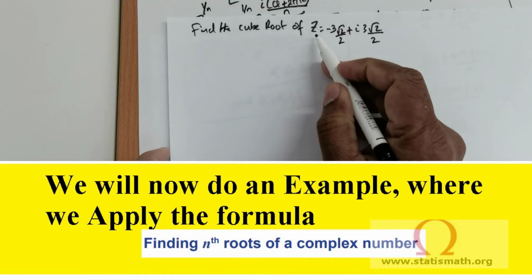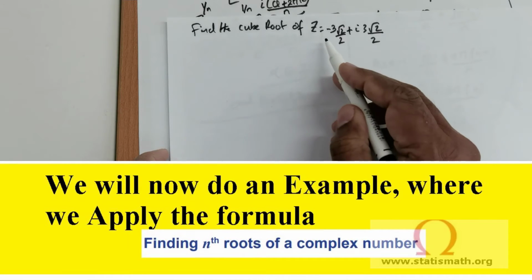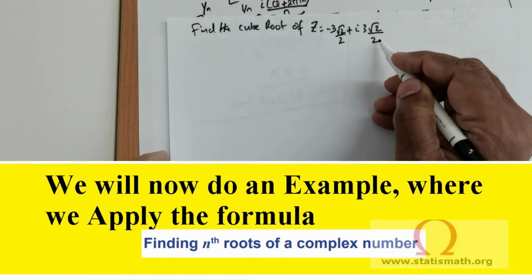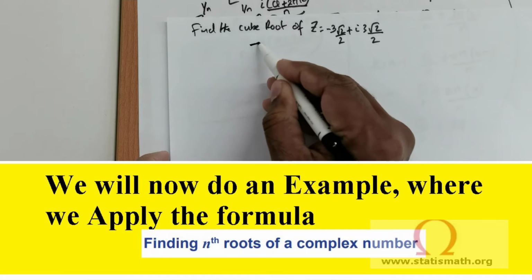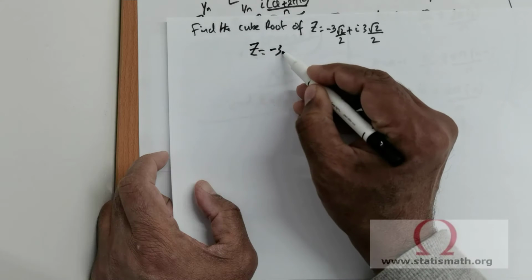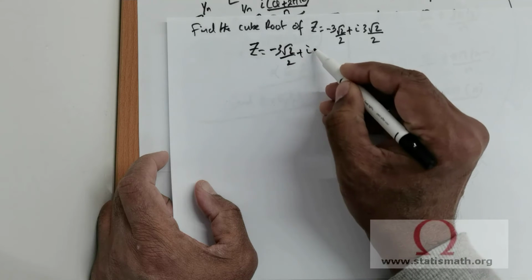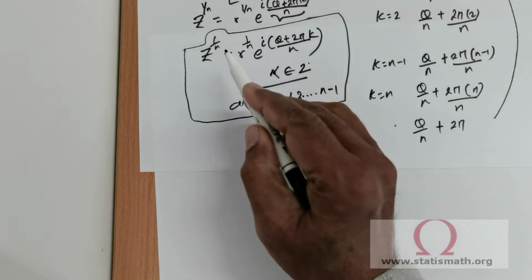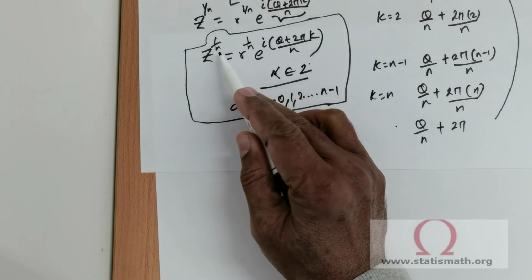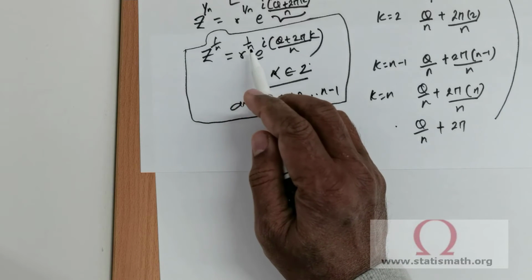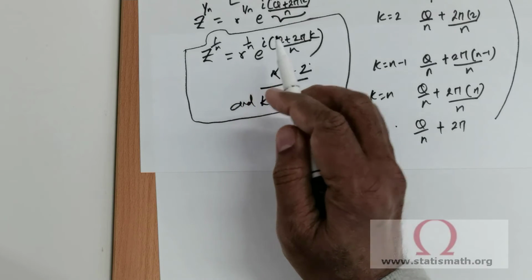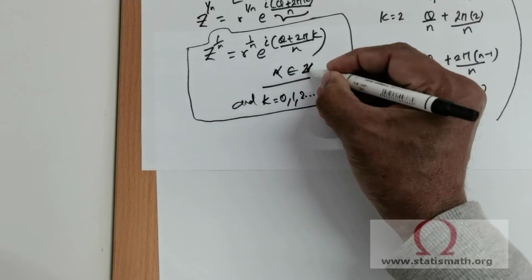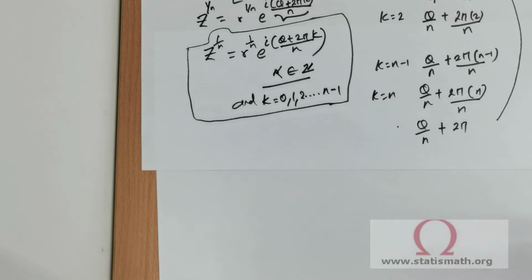Find the cube root of this complex number, z = −3√2/2 + i·3√2/2. So this is the complex number, so let us write that down. After writing it down, we need the formula to solve this question, and we have already got this formula: z^(1/n) = r^(1/n) e^(i(θ + 2πk)/n), where k is an element of the integers and k stretches from 0 to n − 1.